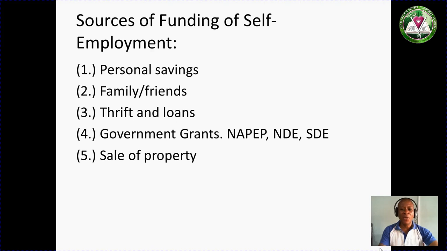And such avenues that government uses to give money to people to enable them start up their self-employment projects include NAPEP, NDE, SDE. So these are avenues that government can use to give money to us to help us start up our own business.